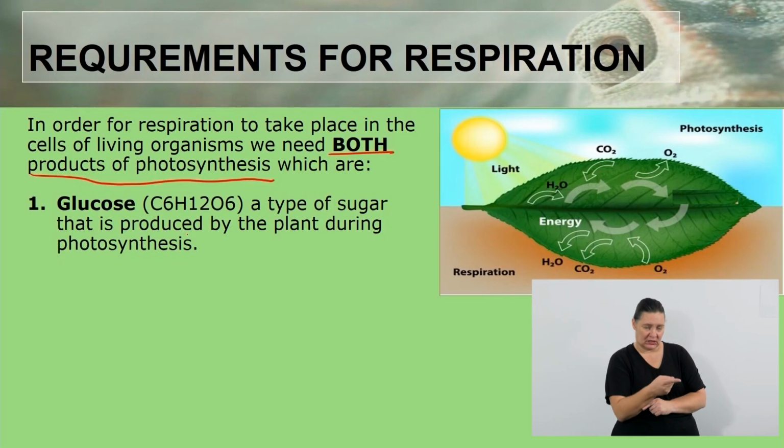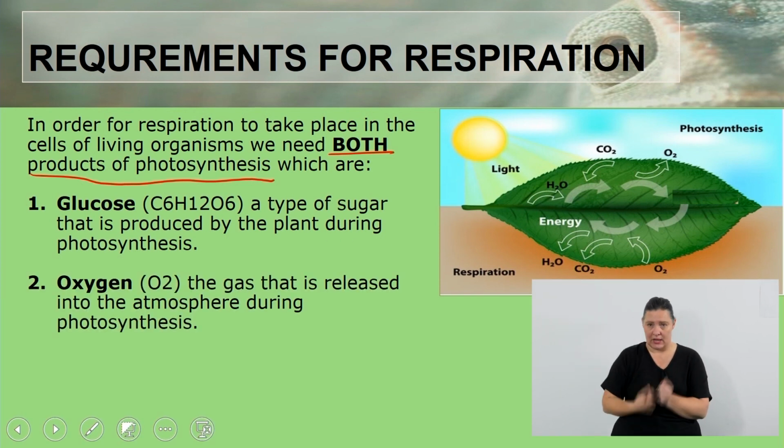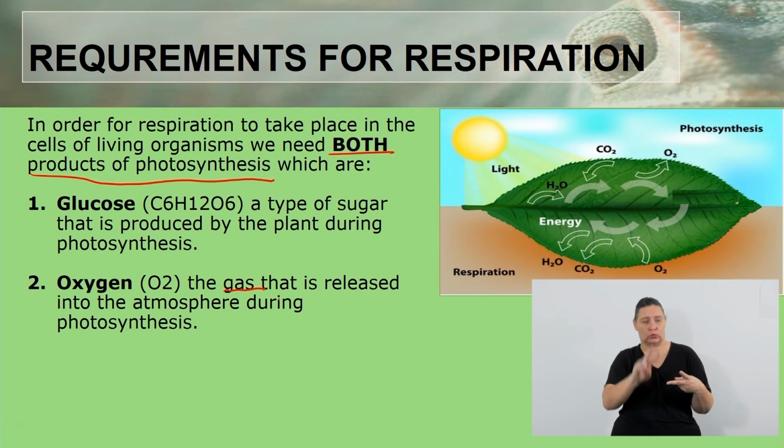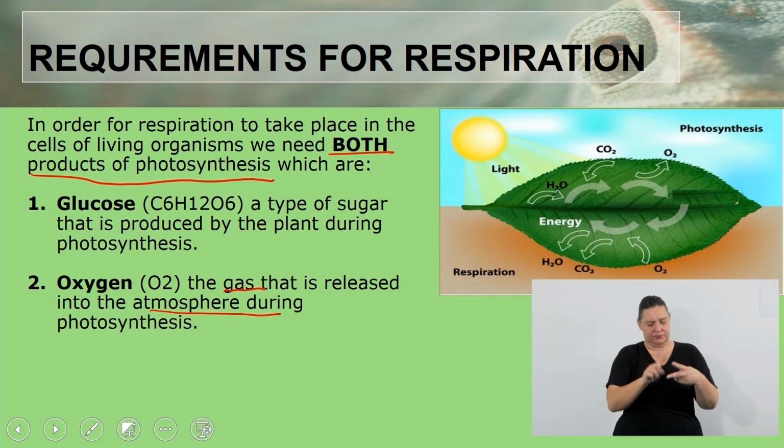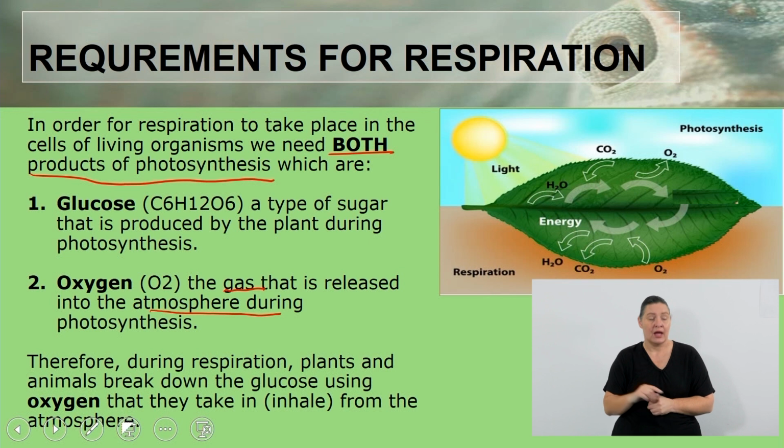So now let us look at the glucose first. Glucose is a type of sugar that is produced by the plant during the process of photosynthesis. The second one is oxygen, which is a gas that is released into the atmosphere during photosynthesis. So these are the two requirements for respiration. Therefore, during respiration, plants and animals will break down the glucose using oxygen that they take in or that they breathe in or inhale from the atmosphere. So that is what happens. The glucose that is inside of the plants is broken down using the oxygen.